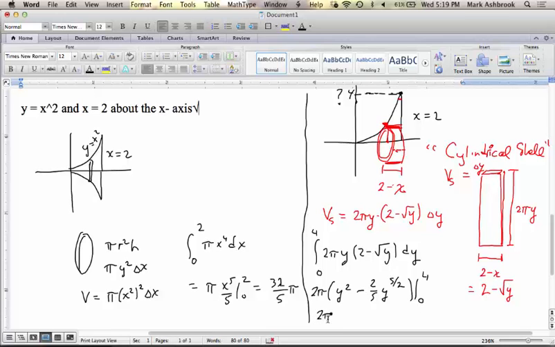Okay, so we're going to have 2 pi times 16 minus 2/5 times 32, which is 64/5. And this is 80/5 minus 64/5 is 16/5. So 2 pi times 16/5, 32 pi over 5. Which is the same exact solid, same volume, right? Just a different way of doing it.